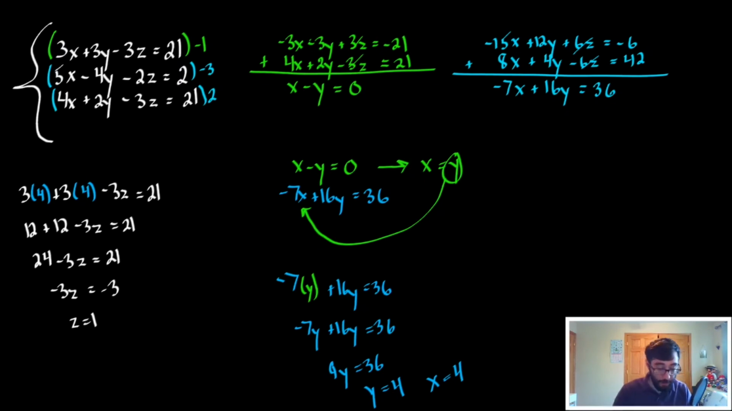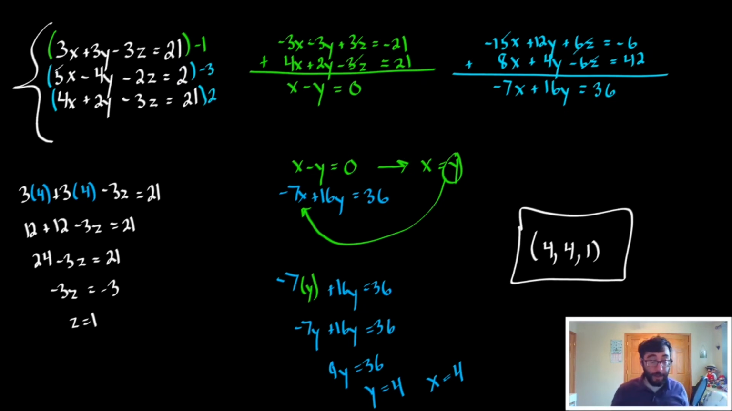Okay, so we went ahead and we substituted in 4 for x and also 4 for y because they were equal into x and y into that first equation. And then we simplified to get z is equal to 1. So now I have my final answer. But remember, we got to write it as an ordered triple. So we have x, which is 4, y, which is 4, and z, which is 1. And that would end up being our final answer, okay?